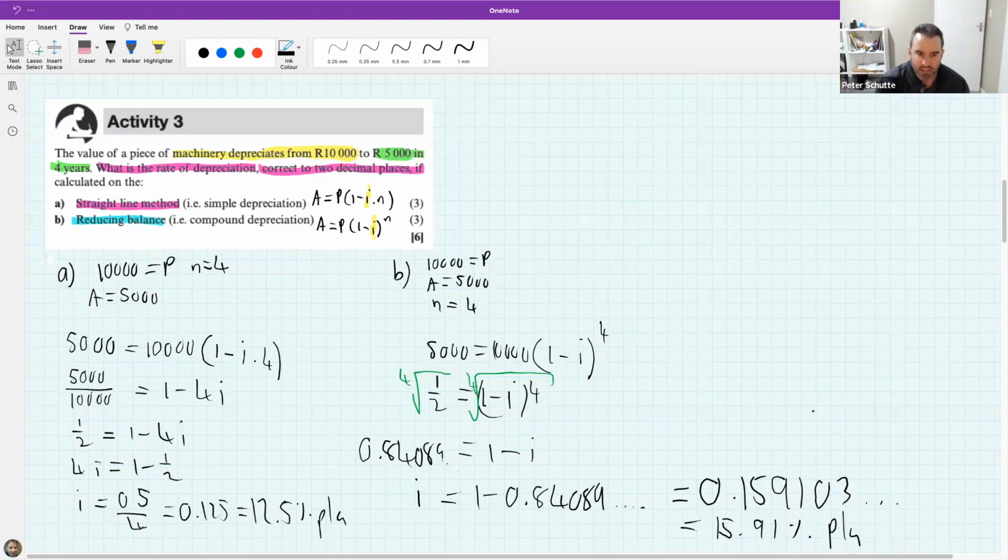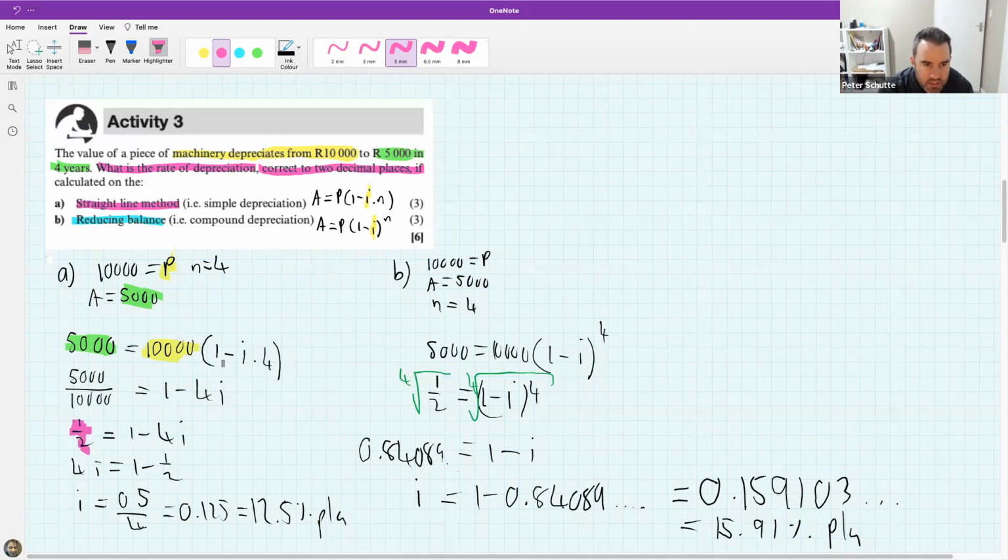So how did I get the answer to A? Yeah, absolutely, Lorato, I'd be happy to. So first of all, you have to make sure that you understand why the p-value is 10,000 and the final value, the A, is 5,000, because that's still a bit confusing because we're losing value now. We're not growing, we're getting smaller. Then I moved the 10,000 to the other side. So I was dividing both sides by 10,000, and 5,000 over 10,000 is the same as a half.